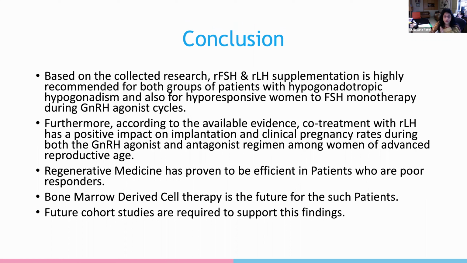The hypo group will definitely need LH. You cannot stimulate them with oral ovulogens or only FSH. And the hypo group will always need an HCG trigger. Even if you see a lot of follicles, they will not respond to agonist trigger. Please remember this. Then co-treatment with rLH has a definite impact even on implantation and clinical pregnancy, because with just FSH, the progesterone rises and the endometrium advances, the LH takes care of it.